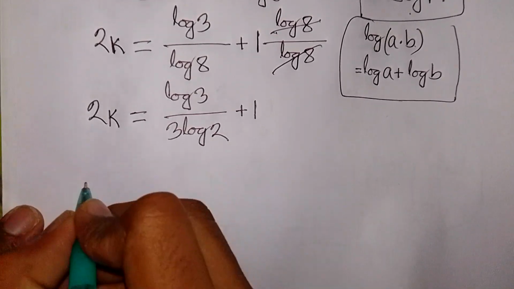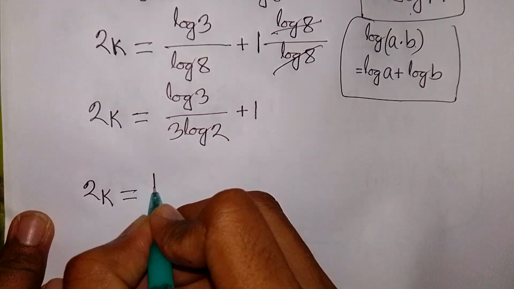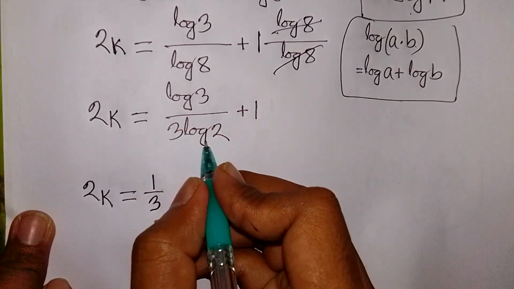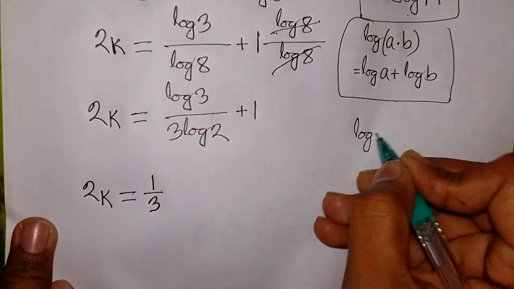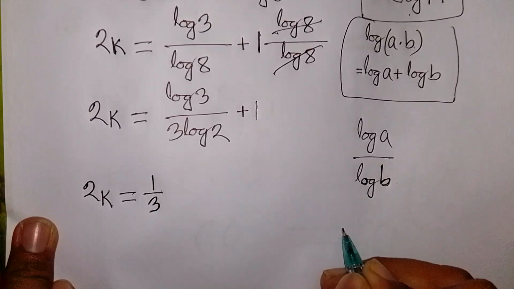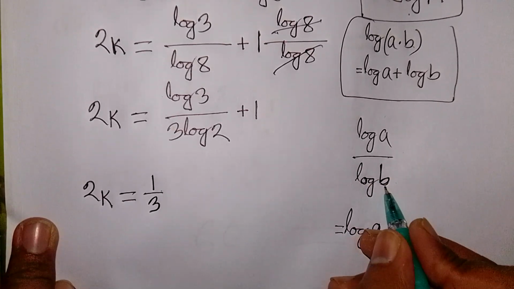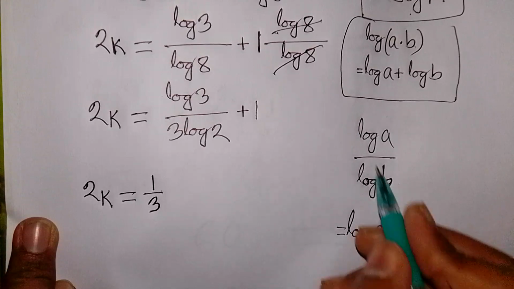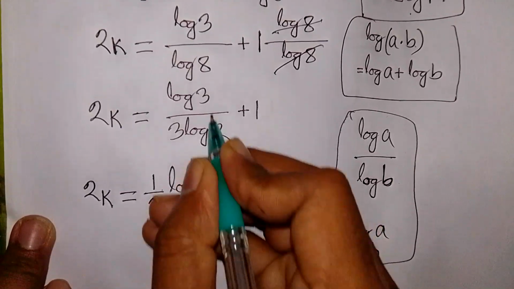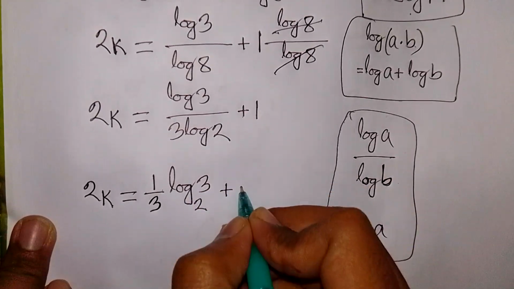In the next step, 2k is equal to, here, log 3 over 3 log 2. So we apply this formula: log a over log b is equal to log a base b. So it will be log 3 base 2 here plus 1.